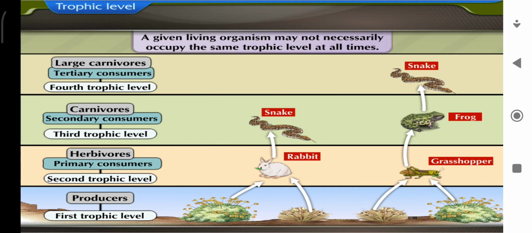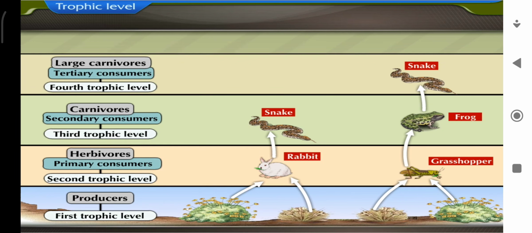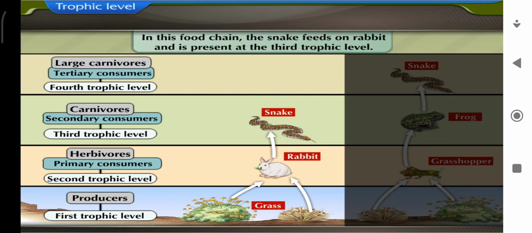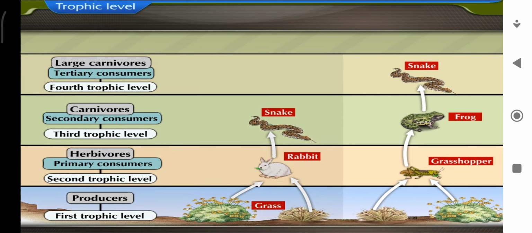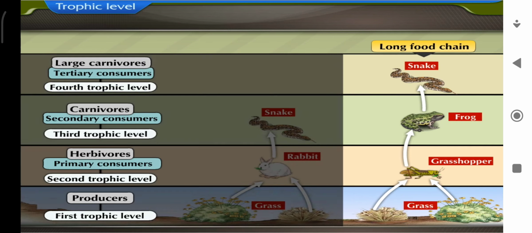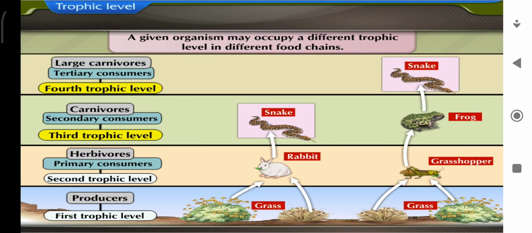A given living organism may not necessarily occupy the same trophic level at all times. Consider a food chain comprising grass, rabbit, and a snake. In this food chain, the snake feeds on the rabbit and is present at the third trophic level. Now, consider a relatively long food chain comprising grass, grasshopper, frog, and snake. In this food chain, however, the snake feeds on the frog and occupies the fourth trophic level. We can thus see that a given organism may occupy a different trophic level in different food chains.